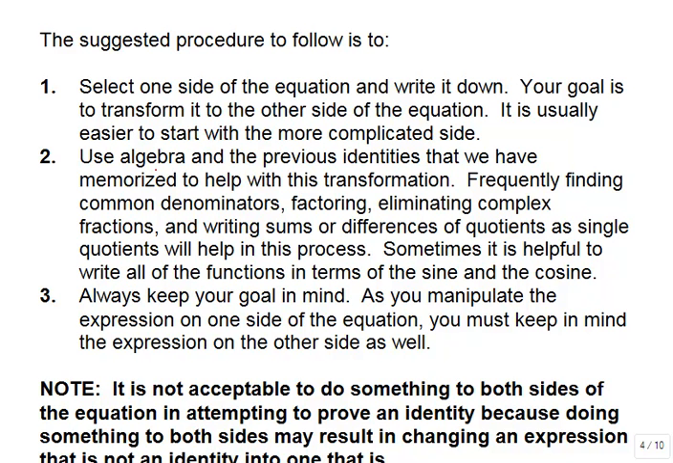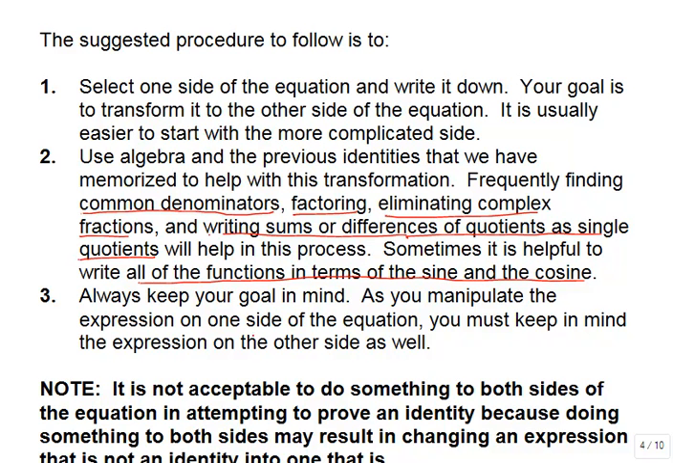Step 2, you're going to be using lots of algebra and all of those identities we just talked about on the last page to help transform one side of the equation to the other side. Some things that are sometimes helpful to do, and I'll show you examples of what to look for, would be things like finding common denominators, factoring, eliminating complex fractions, and writing sums or differences of quotients as single quotients, which will sometimes help with transformation. Another thing that's often helpful as well is writing all of the functions in terms of sines and cosines. Sometimes you'll want to try that if everything else doesn't seem to be working for you.